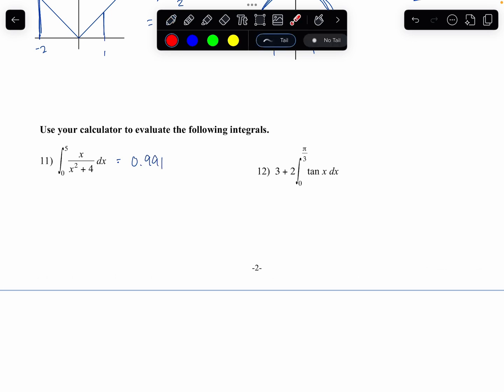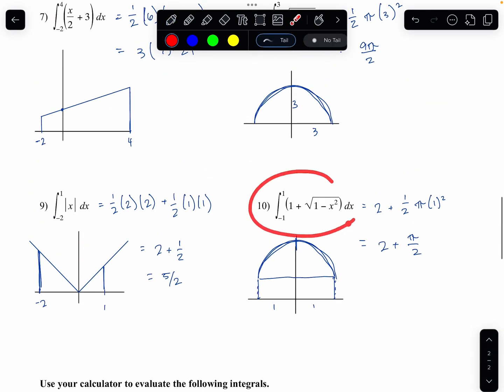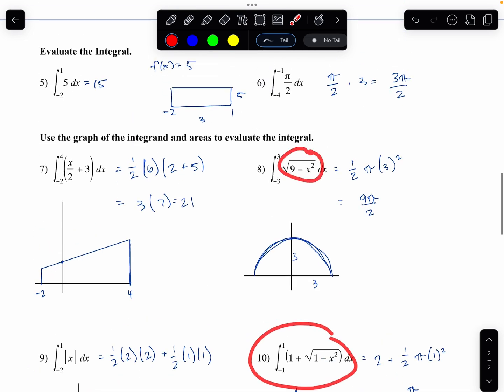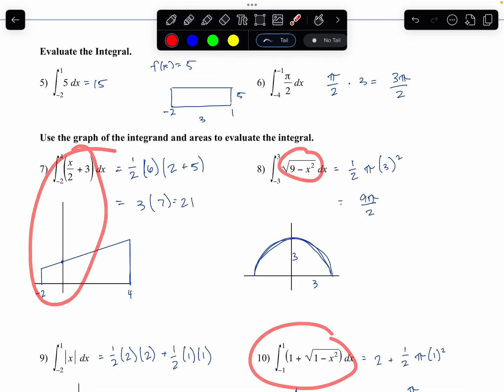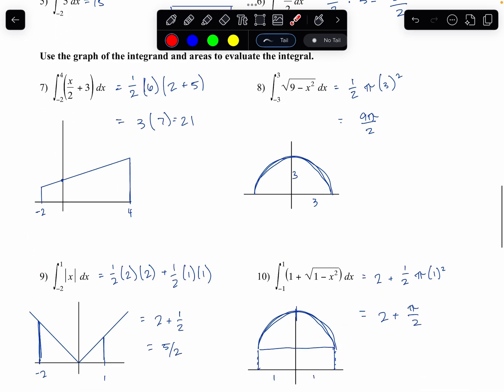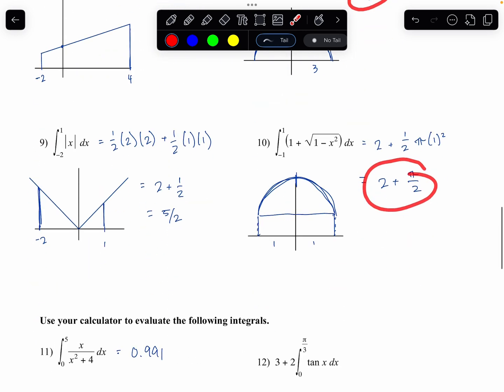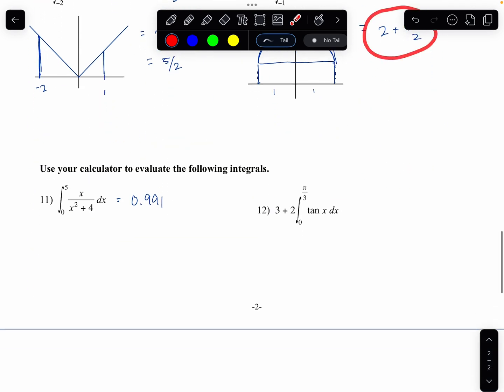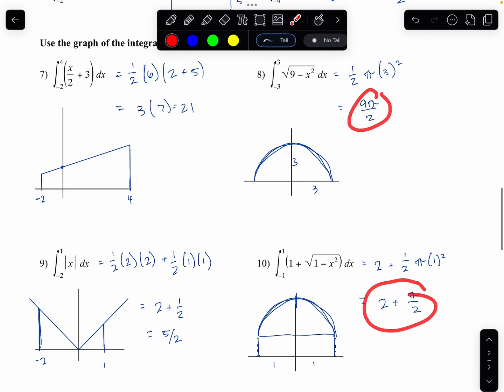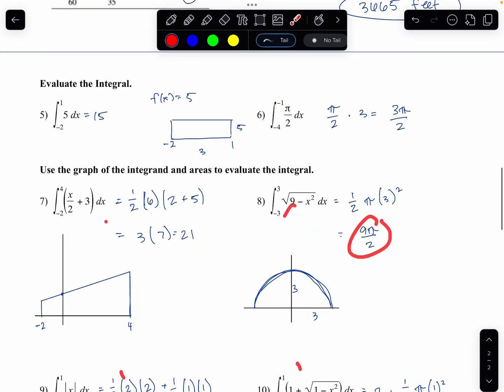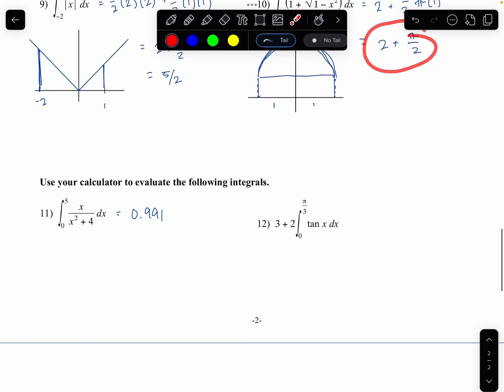Also, if you want to go back, feel free to check all of these right here. If you want to check to see if these integrals are correct using your calculator, just keep in mind that you're going to have to get the decimal for those ones right there. But yeah, if you want to get some practice using your calculator, and if you want to verify that your responses are correct, then you can go back through all of these and just make sure.